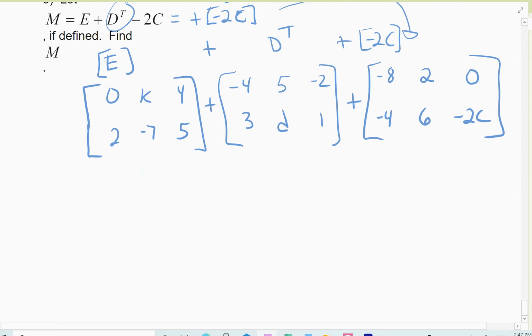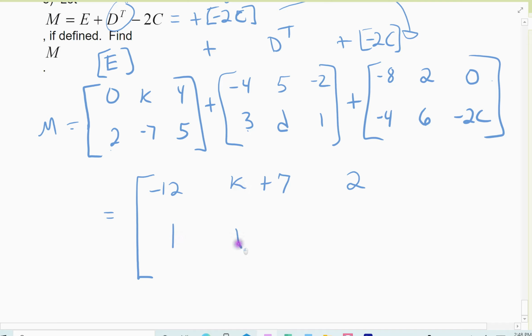Alright, and once I do the math, that'll give me my matrix M. Alright, so remember I can only add like things together. So the first one is 0, negative 4, negative 8, and so that's negative 12. K, there's no more K's, so K comes down, but I add to it 5 and 2, so 7. K plus 7. 4, negative 2, 0 gives me a positive 2. 2, 3, which is 5, negative 4, so that comes out 1.